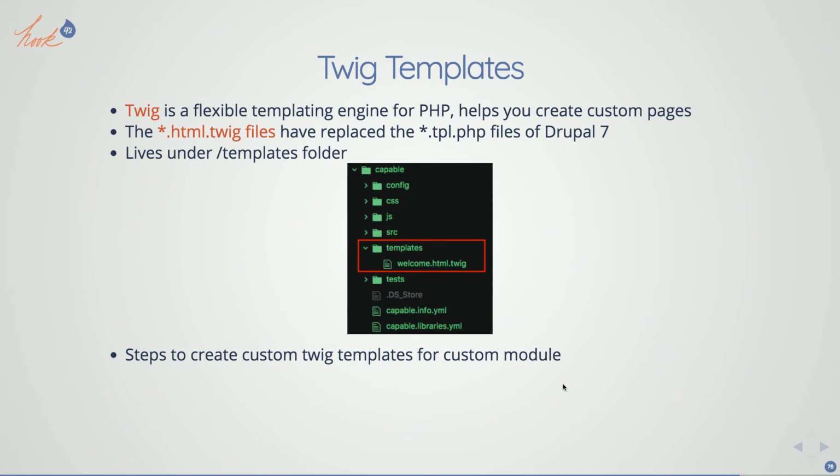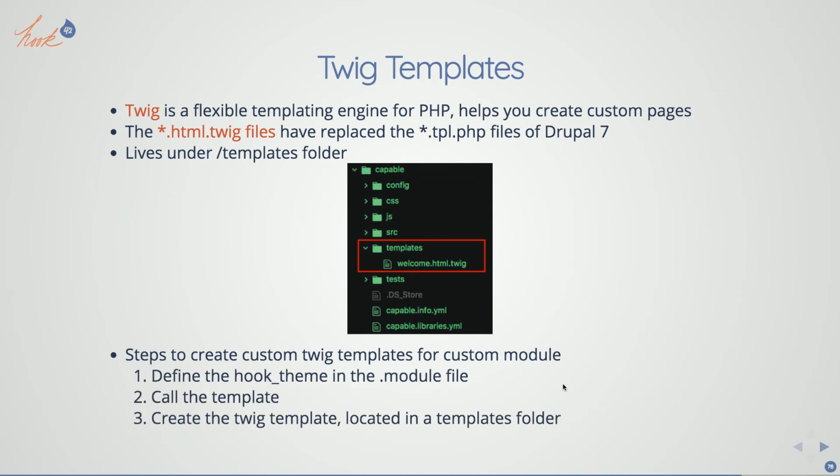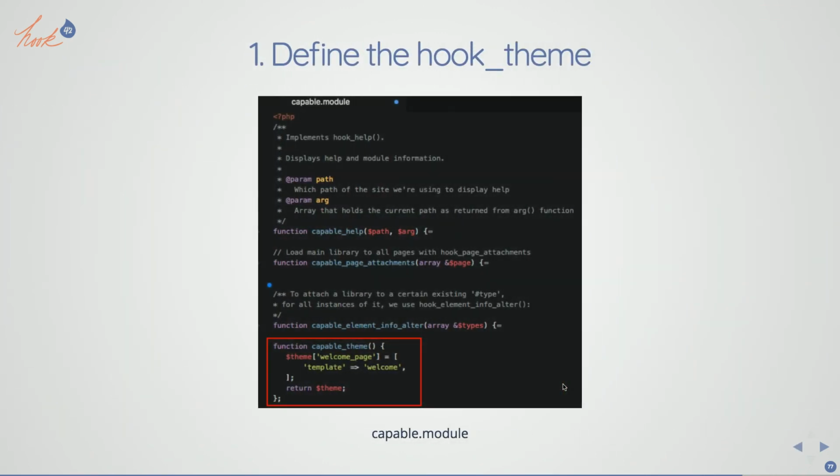Let's go into the steps to create a Twig template for your custom module. You need to define the hook theme in your .module file. You need to call the template, and then you need to create the Twig template in this folder. So first we have to define a hook theme. We're going to do capable_theme, and then we're going to give it the theme of welcome page, and we're going to use a template called welcome, and then we're going to return it.